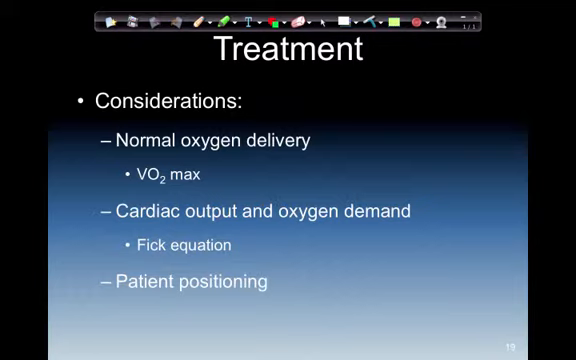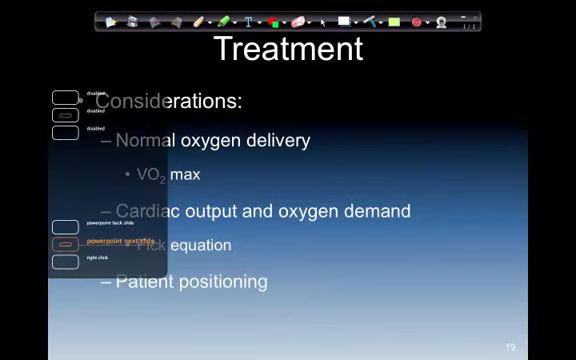Very simply, the Fick equation is the amount of oxygen delivered to the tissues, or the VO2, equals cardiac output times the arterial oxygen content minus the venous oxygen content. So what we'll see there is the difference between those two, what's in the arteries, what's in the veins, and then what was available at the cellular environment. Patient positioning: seated in an upright position, especially if they have fluid. They're going to feel like they're drowning if you lie them down.